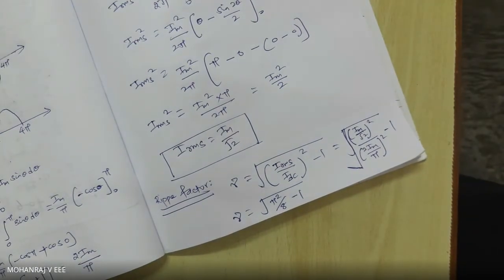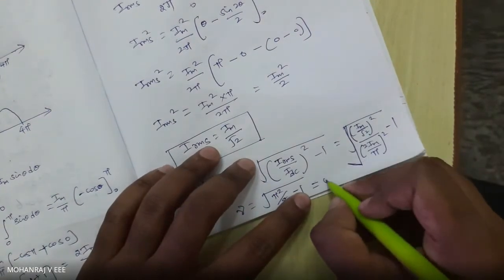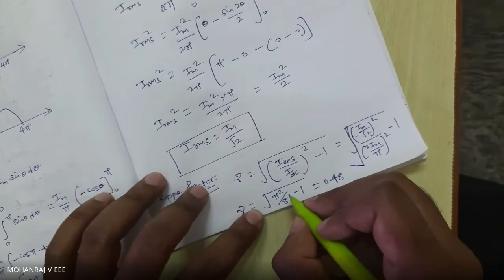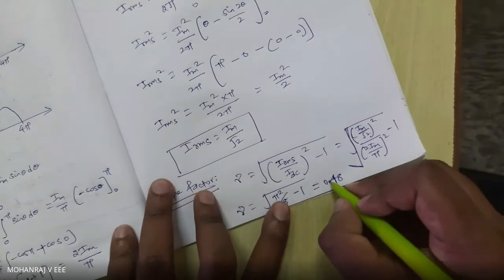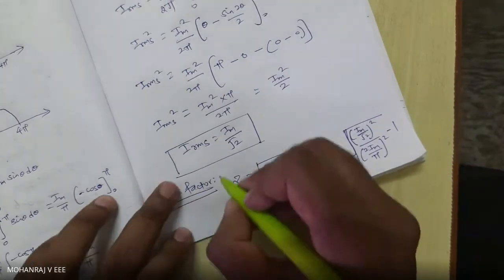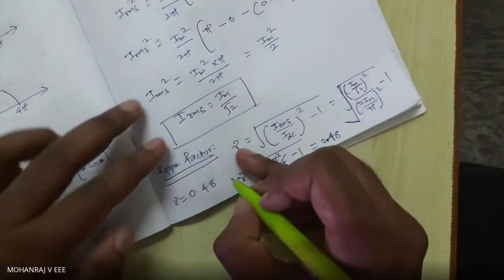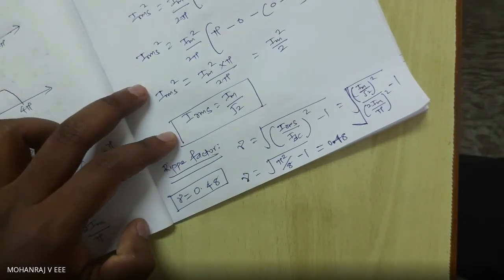So that will be my ripple factor. That is root of pi square by 8 minus 1. So what is that equal to? Pi is 3.14, so substitute pi equal to 3.14. You will get ripple factor as 0.48. That is my ripple factor for full wave rectifier output.